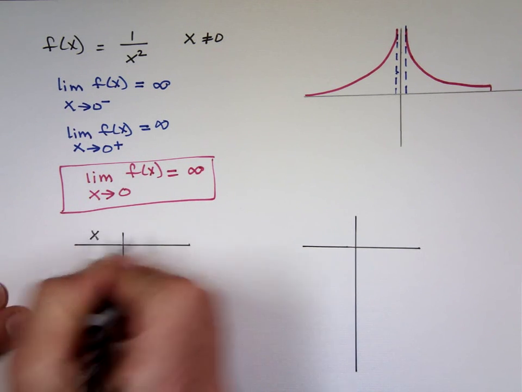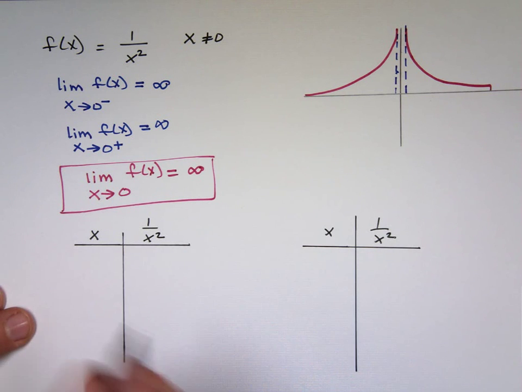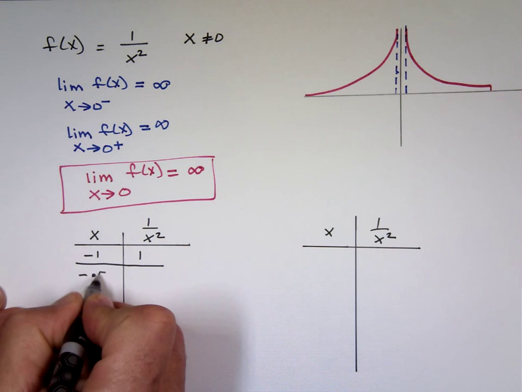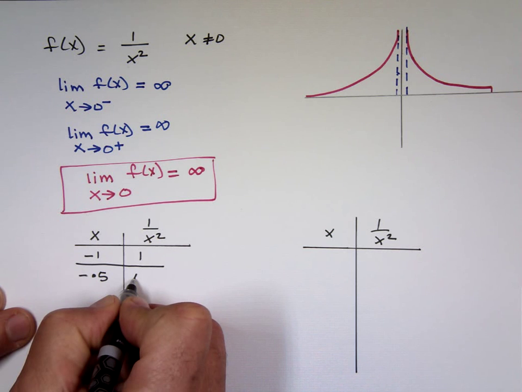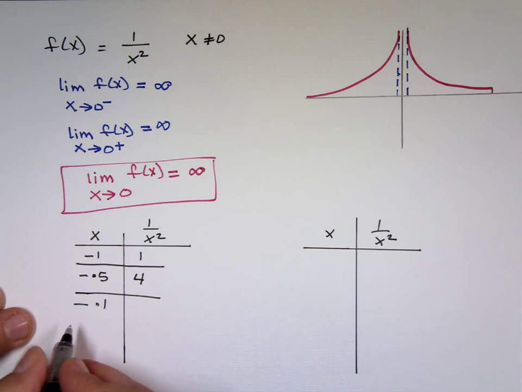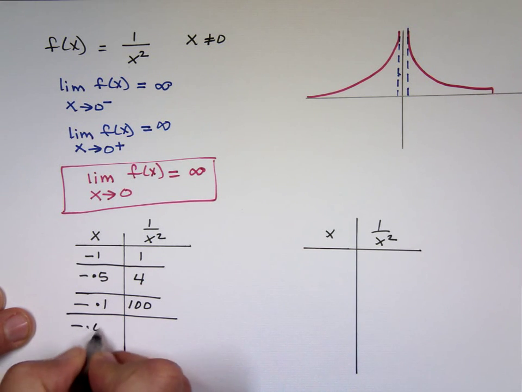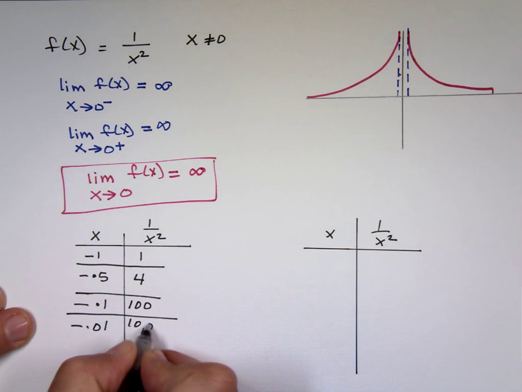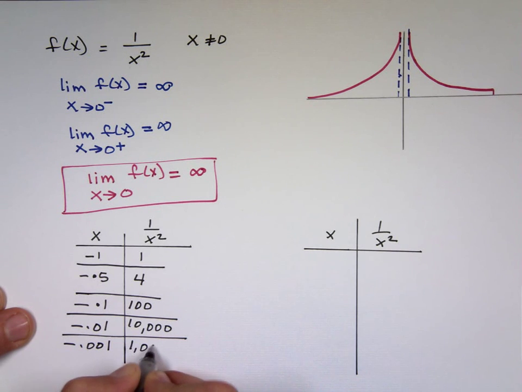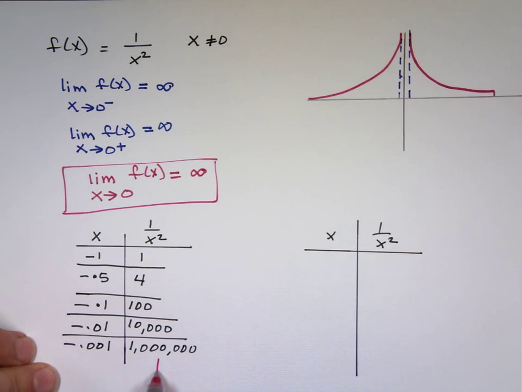X and 1 over x squared. From the left side, let's start with negative 1. That's a 1. Negative 0.5, that's a 4. Negative 0.1, that's 100. Negative 0.01, that's 10,000. Negative 0.001, that's 1,000,000. So where's that number going toward? It's getting bigger and bigger and bigger. So it's approaching what? Infinity.